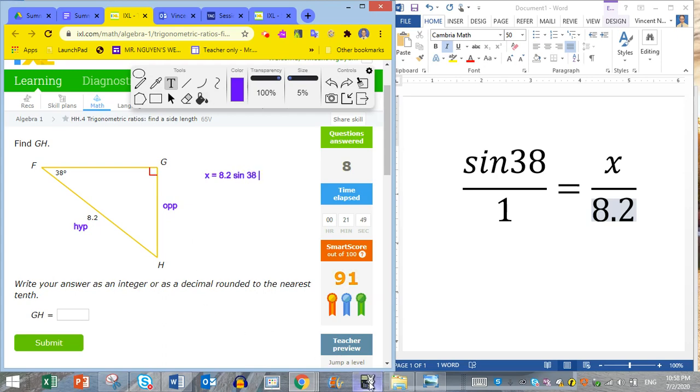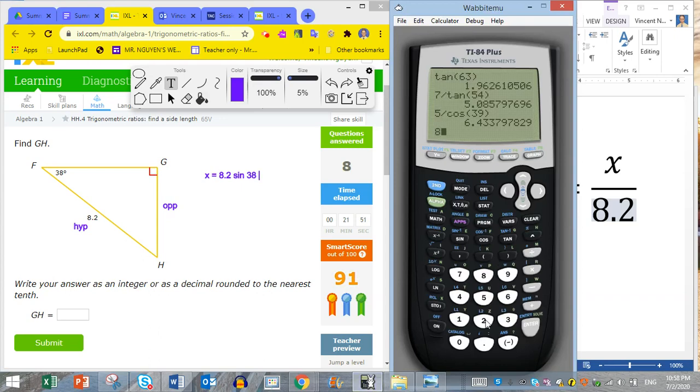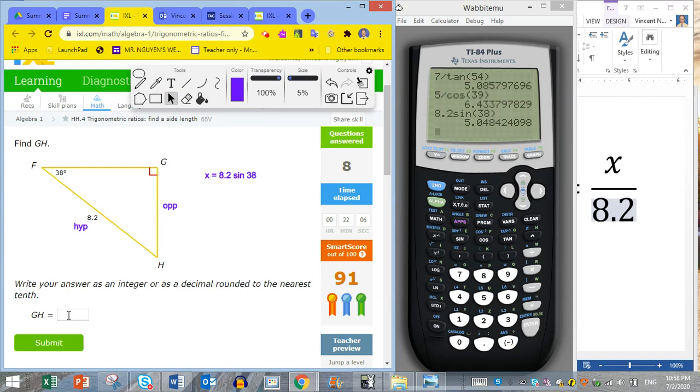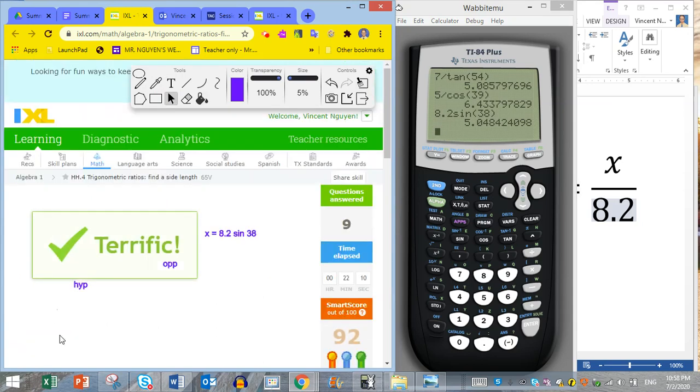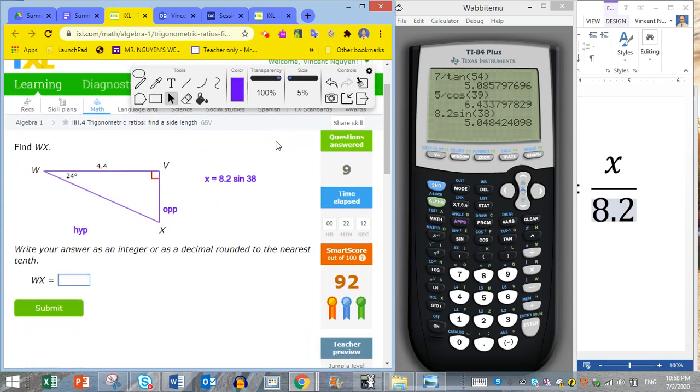So I'm going to go to my calculator, 8.2, and then sine 38 degrees. Close, enter, 5.04. So it's just 5 if I'm going to round it. I'm just dropping everything, so it's 5.0, but I'm just going to put in 5. Submit. Yes. All right, guys, I think I'm going to stop here because the problems are going to be pretty much the same.